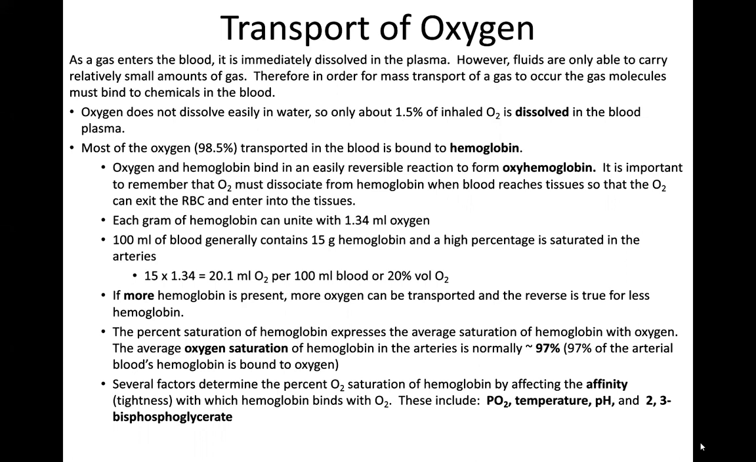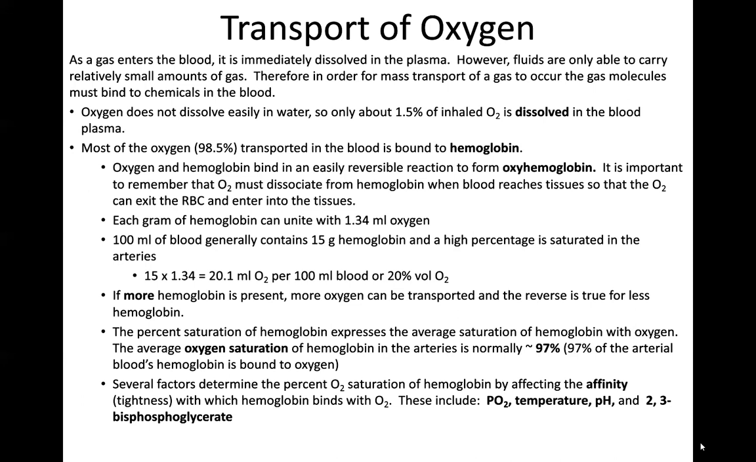Okay. Oxygen and hemoglobin can bind very easily in a reversible reaction to form what's called oxyhemoglobin. If you want to think of their relationship like a piggyback ride, where an individual jumps on somebody else's back and hitches a ride, oxygen gets to hitch a ride on the shoulders and on the back of hemoglobin. It's important though to remember that O2 must dissociate, or break free, from hemoglobin when it reaches our tissues so that oxygen can exit the red blood cell and enter into the tissues. So just like when you get a piggyback ride from point A to point B, when you get to your ultimate destination, point B, you hop off, and that's what oxygen has to do to hemoglobin.